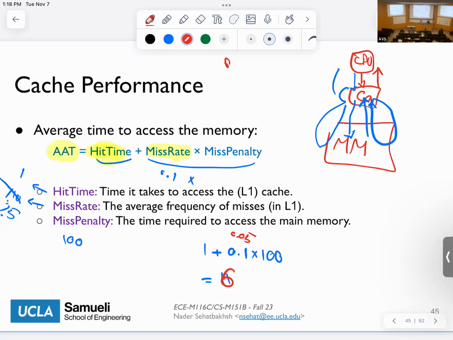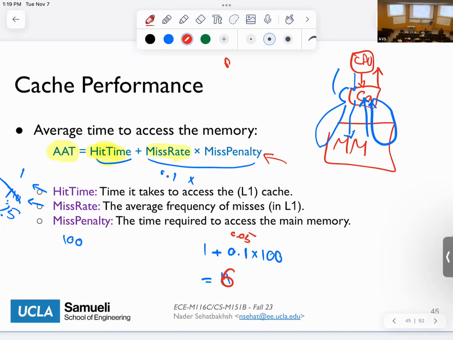Why are L2 and L3 not considered? So the question is why L2 and L3 are not considered. Again, here I'm just assuming there's one layer of cache. Very simple. Later on, you're going to see what happens if I add more. And then actually this will be slightly updated, but in principle, this is just a very simple formula. And just a quick question, the average time is in cycles, right? It's in cycles. Yes, this is in cycles.